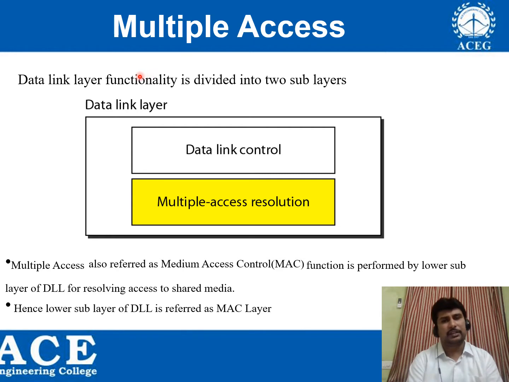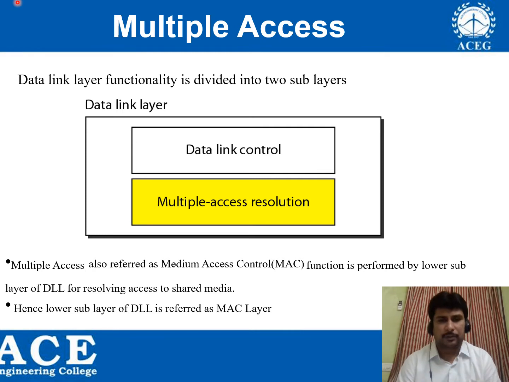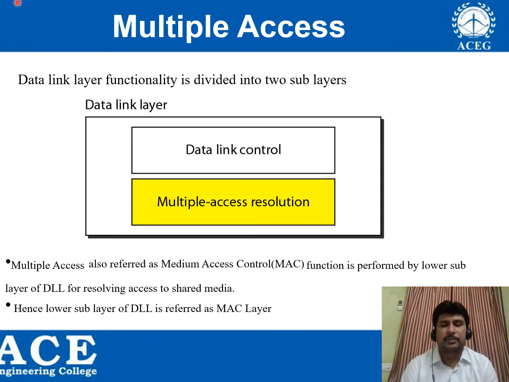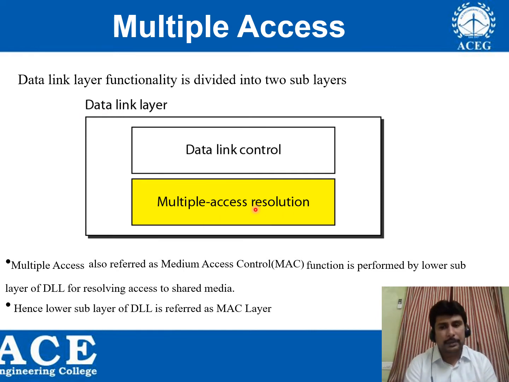Basically the data link layer, which is the second layer of the OSI model, is functionally categorized into two types of sublayers called data link control and multiple access resolution. In our previous classes, we were trying to understand data link control, which includes two important functions called flow control and error control, along with framing functions. The second important function delivered by the data link layer is referred to as medium access control or multiple access resolution.